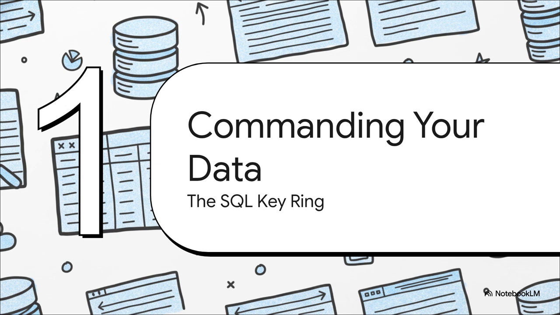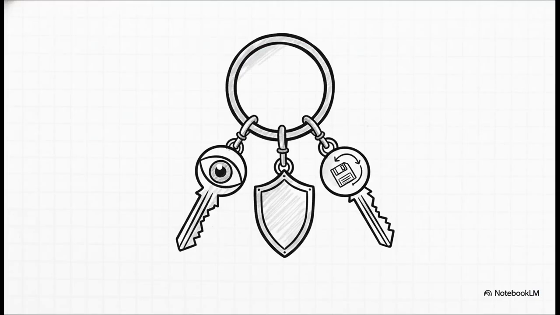All right, so we've looked at the 3 main groups of commands we use to work with our data vault. Let's pull this all together now into one simple idea. This idea of a keyring really is the best way to remember it all. You've got your DQL key, that's for seeing the data. You've got your DCL key, that's for controlling who else gets to see it. And you've got your TCL key for saving your changes or hitting undo. See, control, and save. Simple as that.